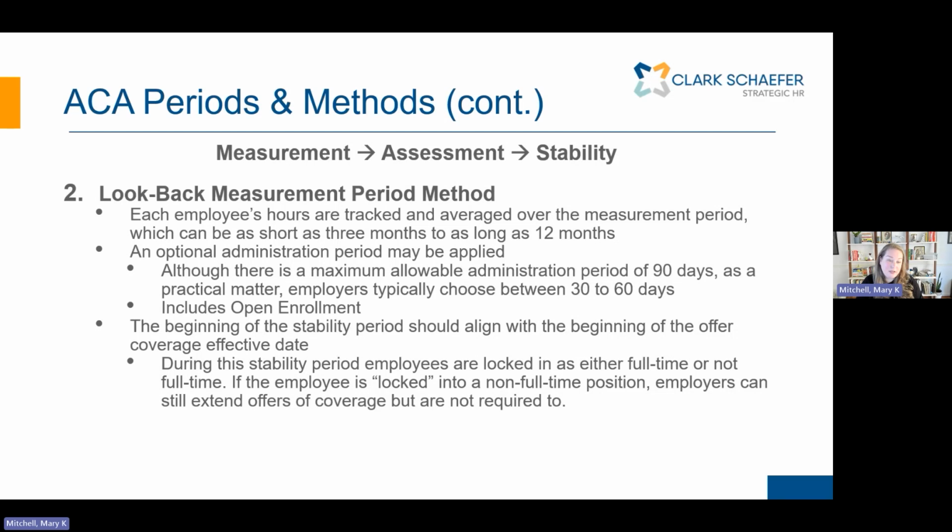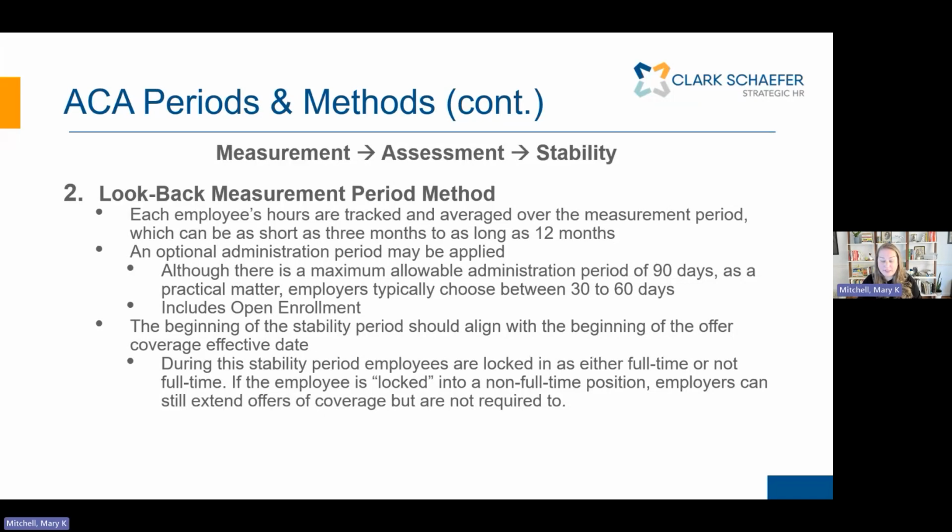I recommend, if you have a standard plan, to go with the 12 months, simply because it releases that administrative burden for you when it comes to open enrollment and things like that throughout the year. You do have the option for an administration period when it comes to the look back measurement period method. And the assessment or administration period is where you can determine whether or not they actually are meeting those ACA full-time benefit status requirements with the hours worked that we talked about before.